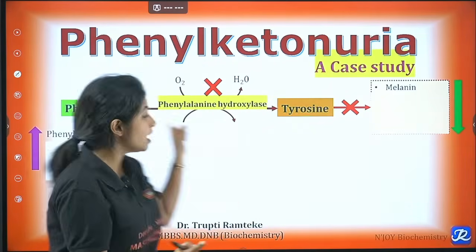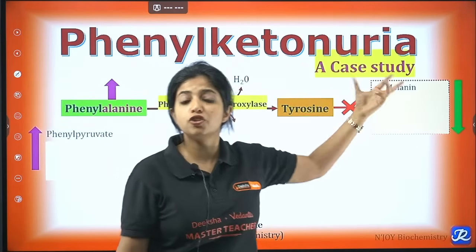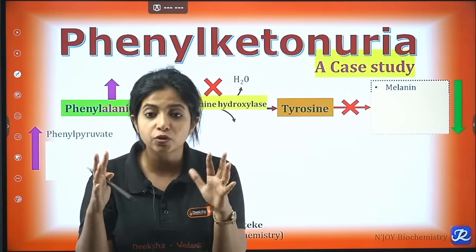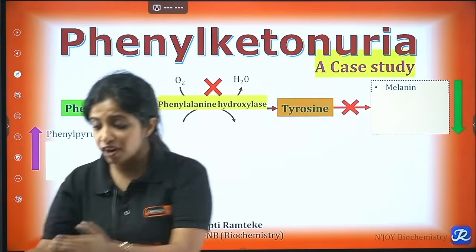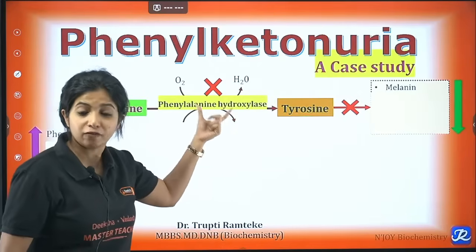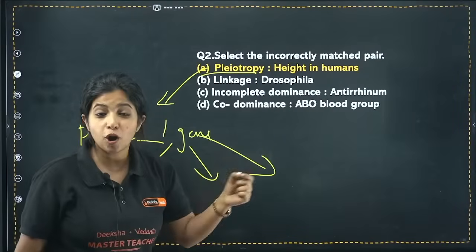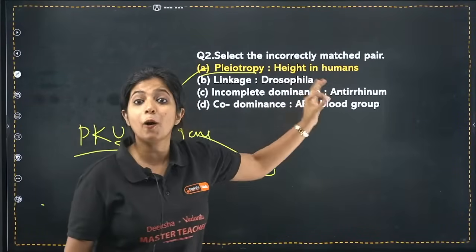The second effect is that since conversion is not happening, tyrosine, which is very important for the formation of melanin, is not formed, and melanin is important for pigmentation. So our pigmentation is also not going to happen. We find hypopigmentation in our hair and our skin. Always remember, one gene being affected, multiple characters being affected. This is known as pleiotropy, not polygyny. Do not get confused. Height in human beings is an example of polygyny.